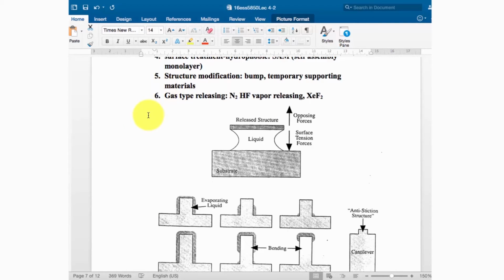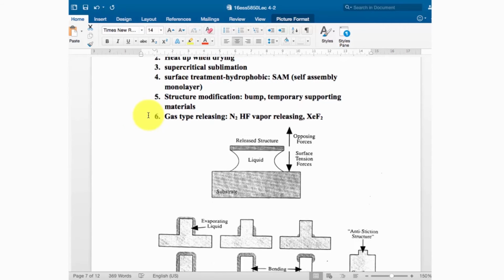And another even better, different way is by using a gas type releasing process, because all the problems are coming from the surface tension. Surface tension comes from the process of a liquid or solvent process, or solution process. So if you can get rid of the liquid type etching process by using a gas type etching process, there won't be any of these kind of problem. But however, for silicon etching, what can you do? Okay, by using the gas type.